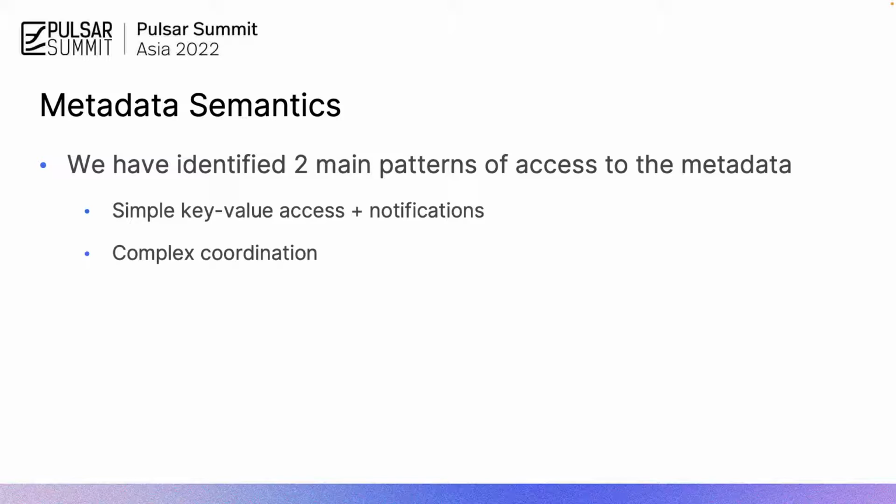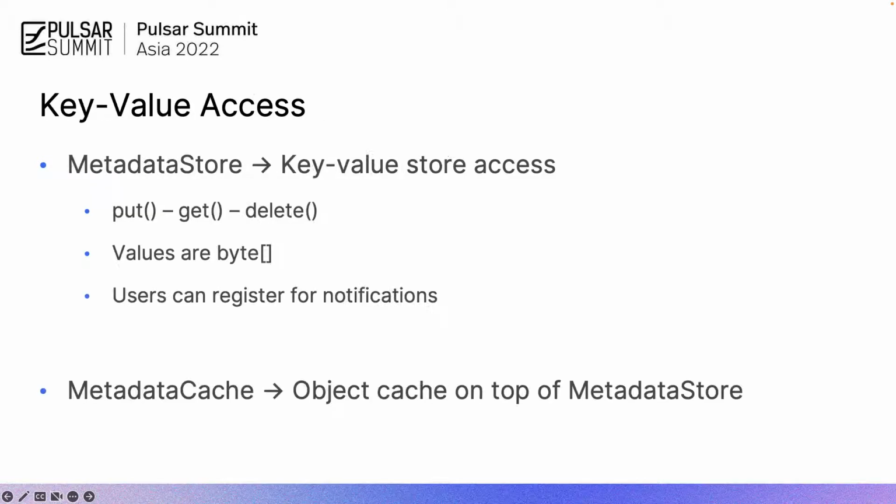Now, once we looked at the metadata semantics within Pulsar itself, as we were designing the metadata interface, we identified 2 main patterns of accessing the metadata. First were the simple key value access and notifications. Right? These are, again, put values, get values, things like that. The other category was complex coordination of systems, as we shall see here in a bit. But that was it. These are the 2 things that our metadata store has to do. These are the things that ZooKeeper provided for us in the past. These are the capabilities that must exist in any suitable replacement.